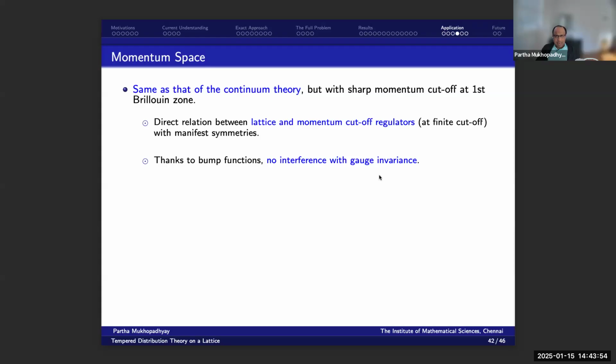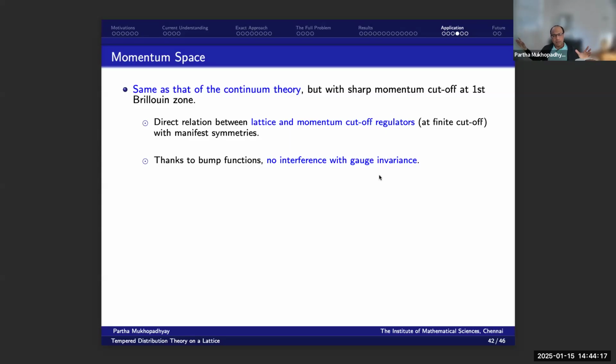The momentum space theory corresponding to the lattice theory is the same as the continuum theory, but with a sharp momentum cutoff at the first Brillouin zone. So we always thought that the lattice theory and the momentum cutoff theory, which was initially considered as a UV regulator.